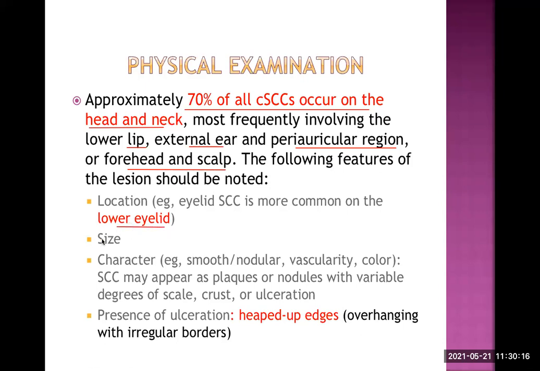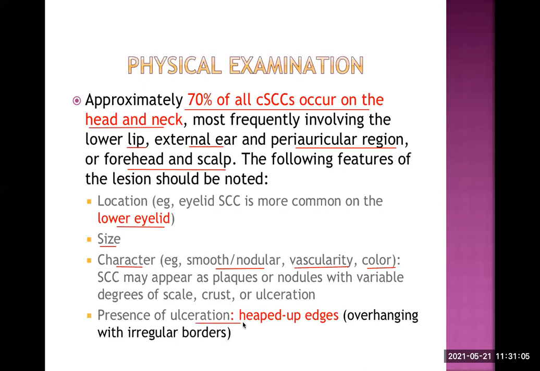Now, when we examine that abnormal area, we need to note the size also, how big it is. A rough measurement should always be mentioned. It is never the accurate one, it is a rough one. Then, what is the character of that lesion? Does it look smooth or nodular? What about the vascularity? Is there any active bleeding going on? Sometimes in the nearby area, there is excessive new blood vessel formation, which is known as telangiectasia. They're dilated as well. And what is the color, especially of the slough, which is present on the base of the ulcer? What is the color of the overall ulcer edge? We need to note that.